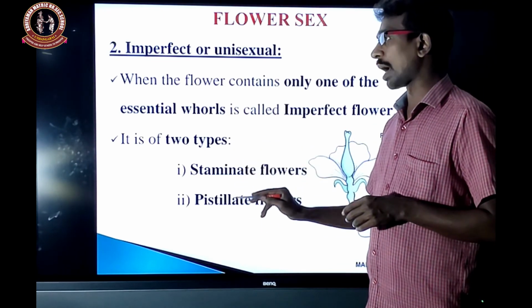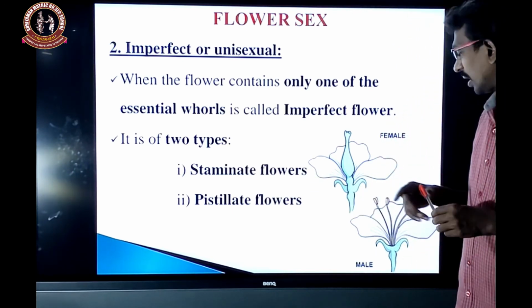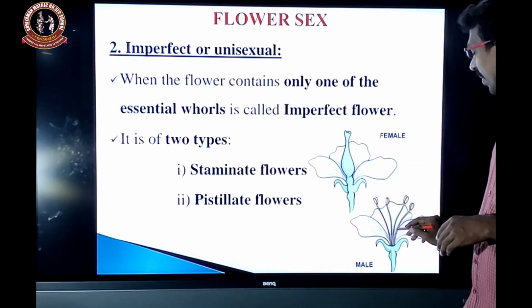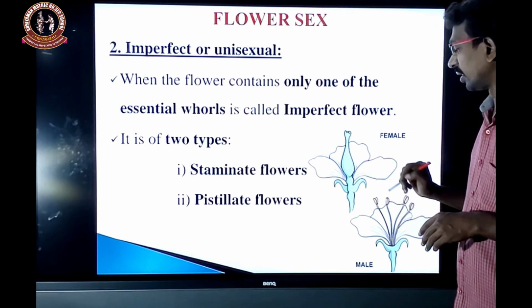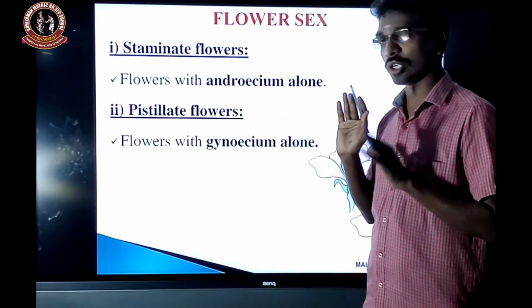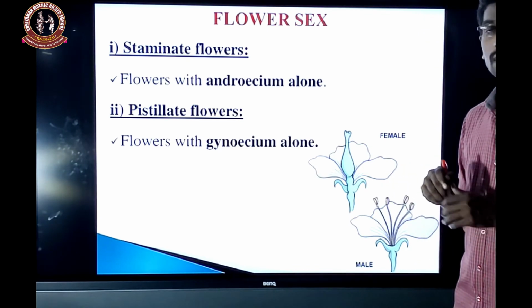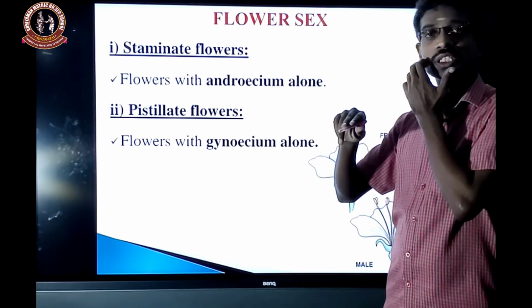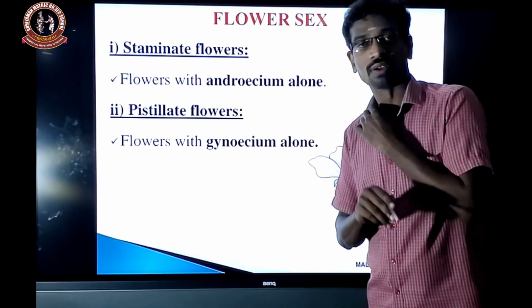There are two types, staminate flower and pistillate flower. Staminate and pistillate. So here, it's a staminate flower. There is no gynoecium. This is a pistillate flower. There is no androecium. So staminate flower means only androecium is present. Pistillate flower, only gynoecium is present. A flower with androecium present is said to be a male flower. A flower with gynoecium present is said to be a female flower.